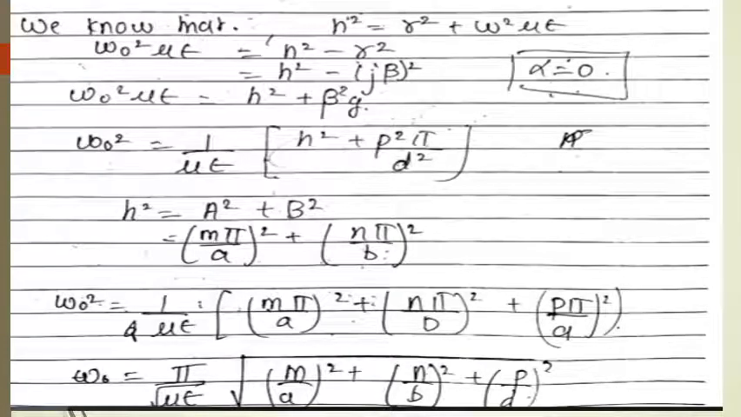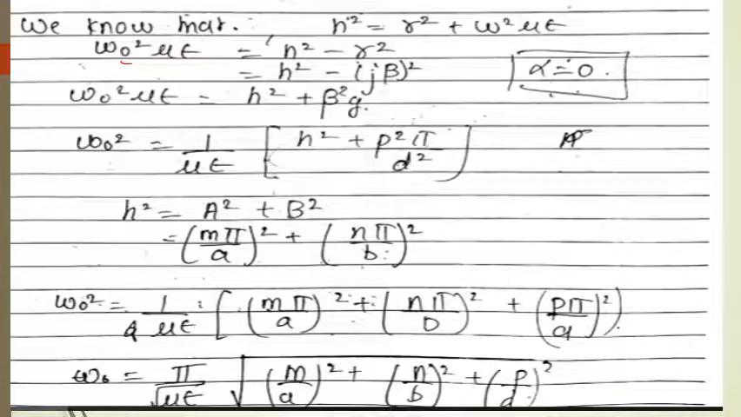How do we find the resonant frequency? Same way, we know that wave number h square is equal to gamma square plus omega square mu epsilon. We are taking alpha to be equal to 0, but this time not for cutoff frequency but resonant frequency, so I have designated it as omega naught. Omega naught square mu epsilon is equal to h square minus gamma square. Assuming alpha to be 0, gamma becomes equal to j beta. To find the value of omega naught, I am getting this as 1 upon square root of mu epsilon, square bracket open, h square plus (p pi by d) square.